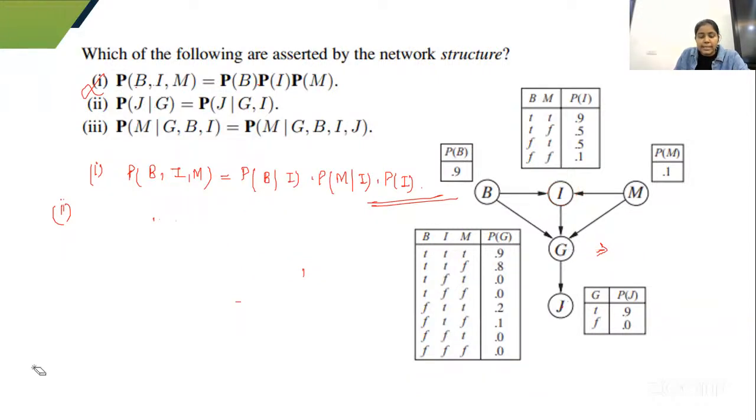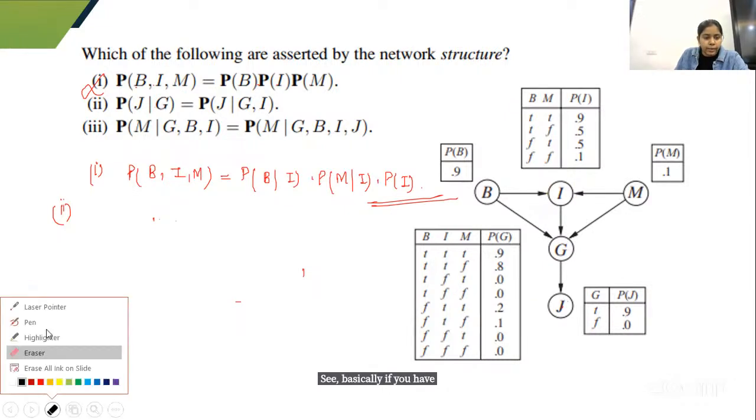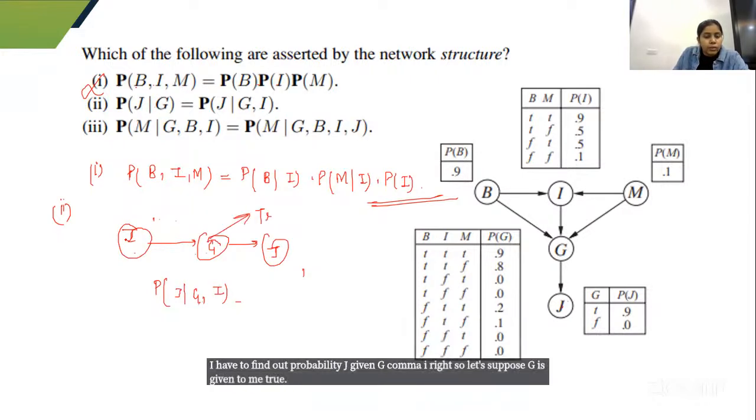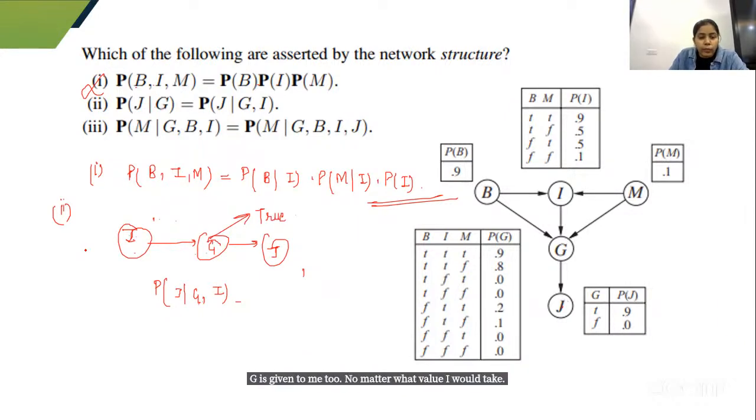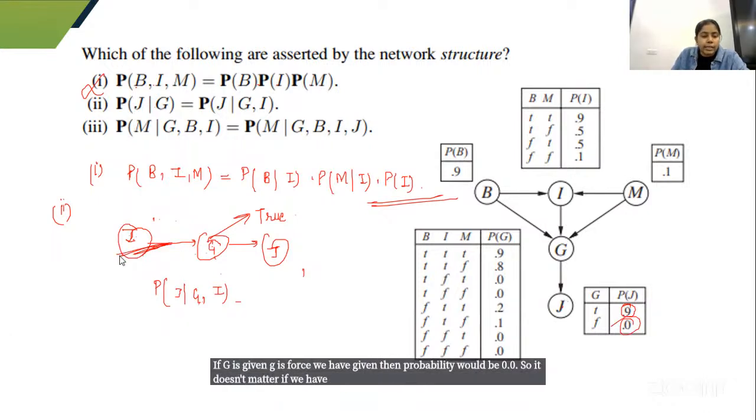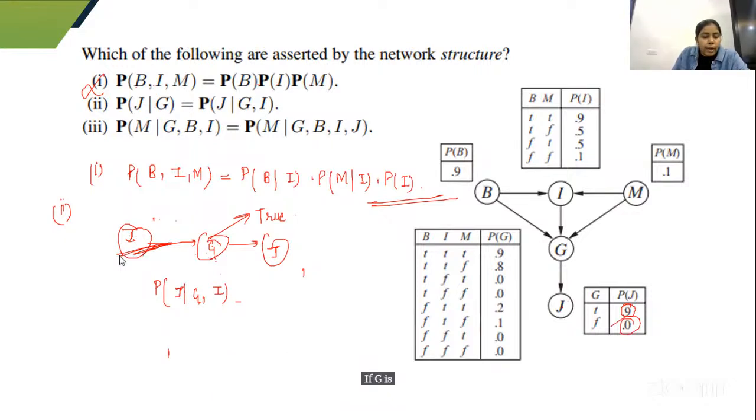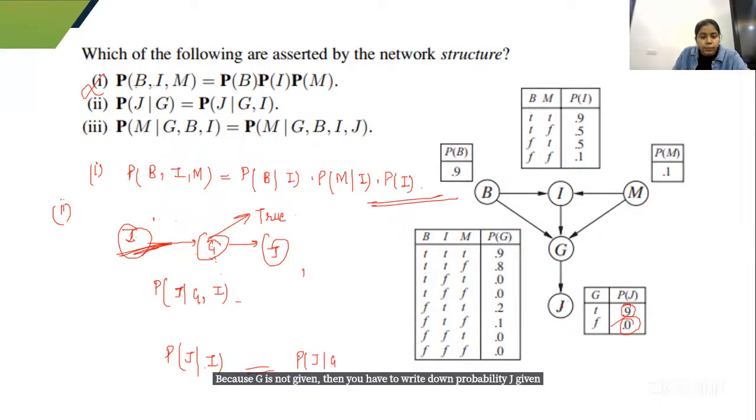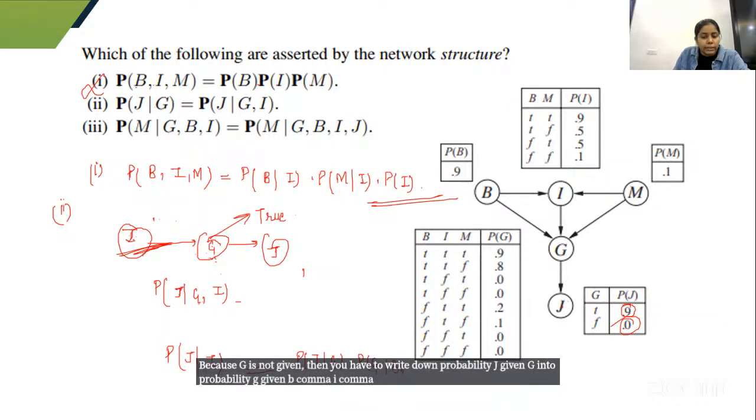See, basically, if you have studied joint distribution, right? Let's suppose we have I, and then we have G, and then we have J. Now let's suppose J is dependent on G, and G is dependent on I. I have to find the probability J given G comma I, right? Let's suppose G is given to me as true. No matter what value I takes, if G is true, the probability of J would be 0.9. If G is given as false, then the probability would be 0. So it doesn't matter whether I is given or not, if they are asking for the probability of J. If G is not given, if they ask probability J given I, then that is a different thing, because G is not given. Then you have to write probability J given G into probability G given B comma I comma M. You have to write all these things on which this depends.